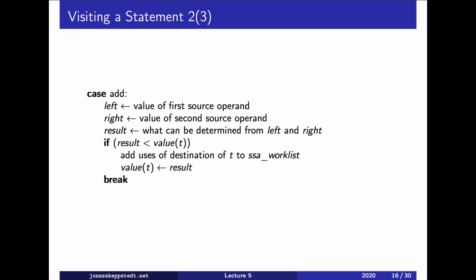And if the result here is less than the value of the instruction, and this means less than in the sense of the lattice value, that is unknown, constant, or non-constant, so if we have stepped down, then we add the uses of this variable to the SSA work list and update the value of the instruction.